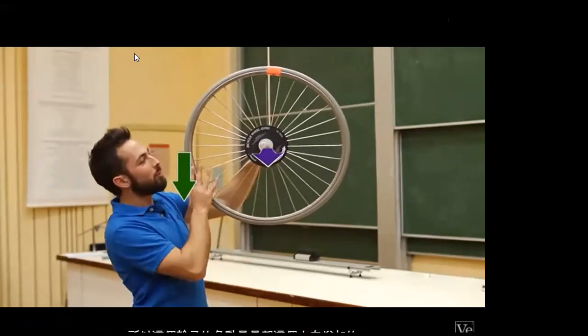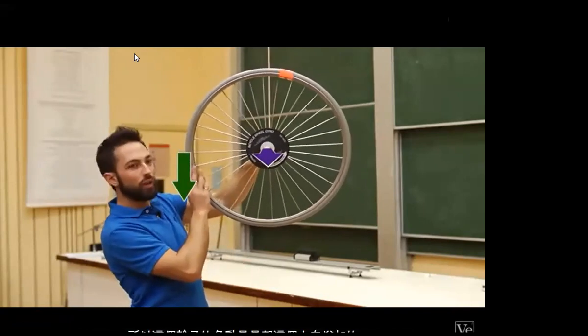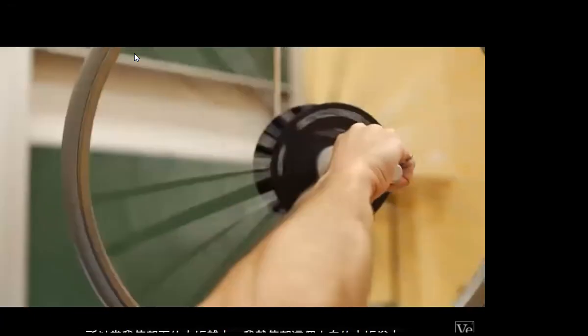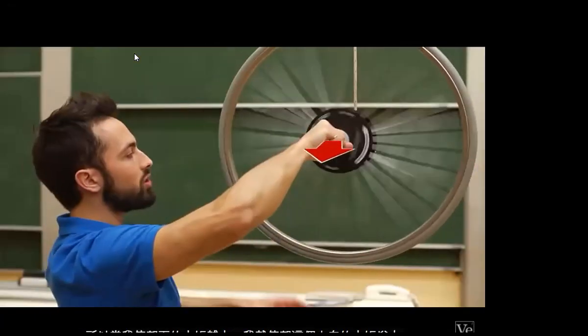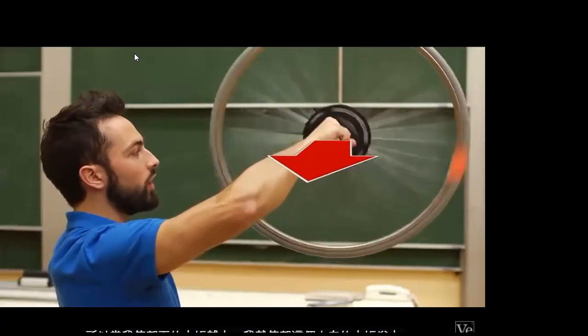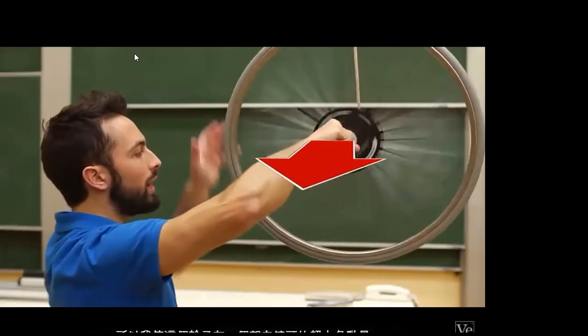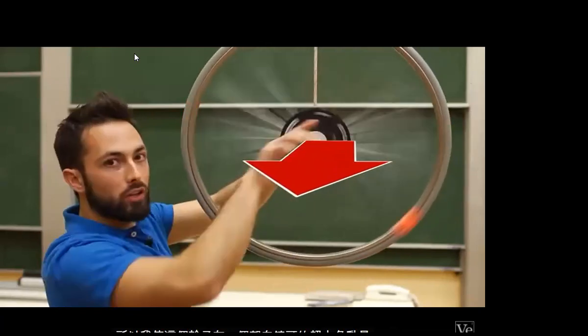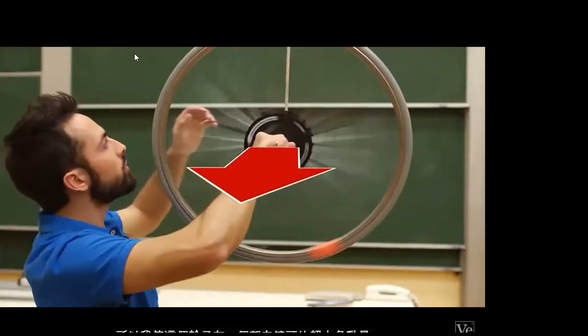So the angular momentum of this wheel is being increased in that direction. So the more I apply this torque, the more I increase the angular momentum of the wheel in the direction of the torque. So I'm making this wheel have a very large angular momentum out towards the camera, out towards you.